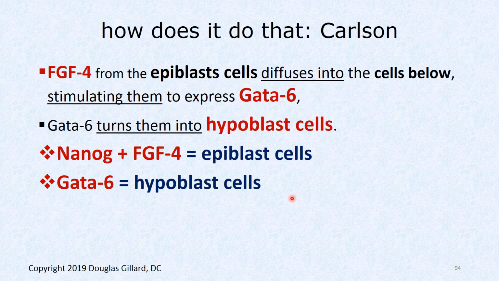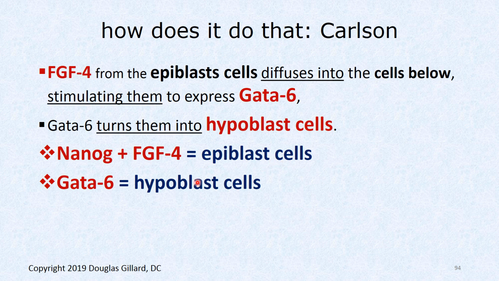Okay, now what about below the epiblast cells? How does it do that? So the FGF4 from the epiblast cells diffuses downward and out into the interstitium. And they contact neighboring cells, and if the FGF4 gets into neighboring cells, it causes them to secrete GATA6. Not themselves, though. The FGF4 is released outside of the cell, and it floats around, and if it contacts another cell of the inner cell mass, that one starts secreting GATA6. The ones that secrete GATA6 are going to become the hypoblast cells. The ones that just secrete FGF4 and nanog become the epiblast cells.